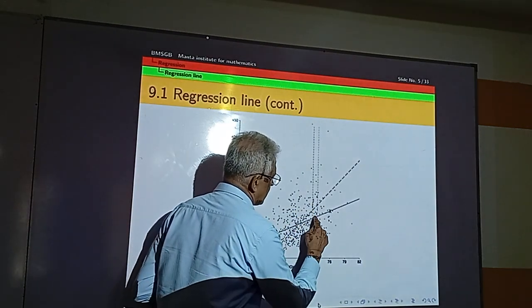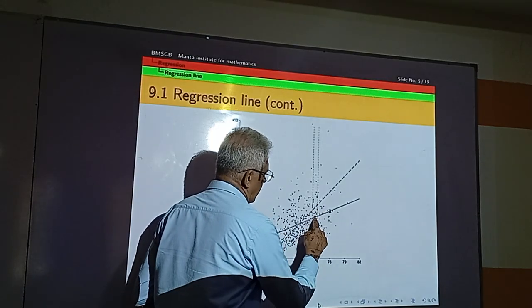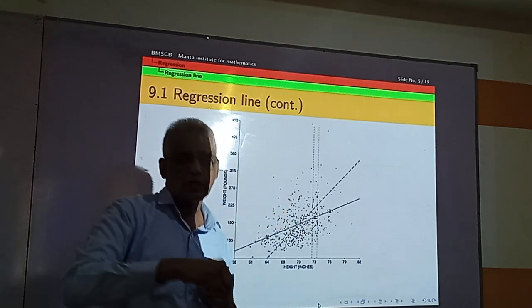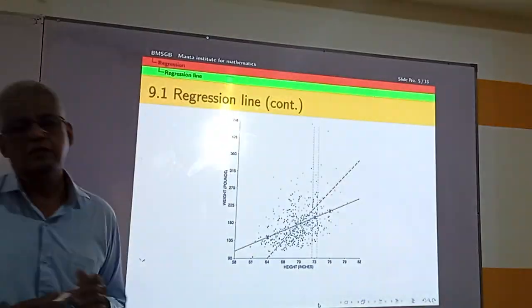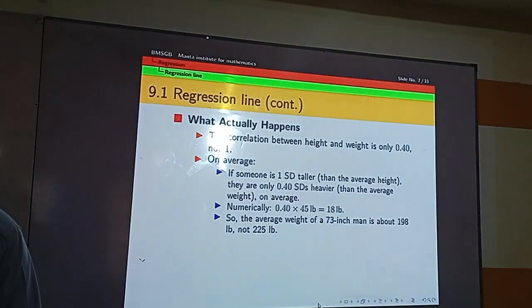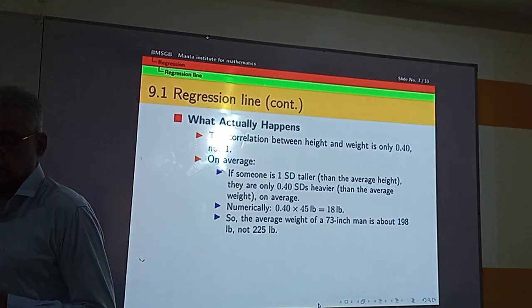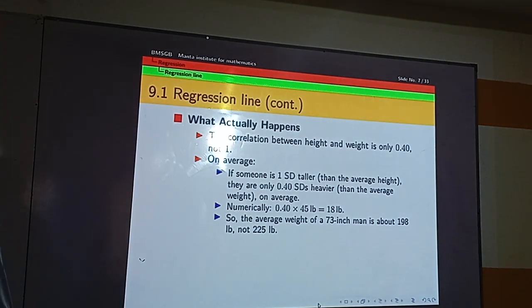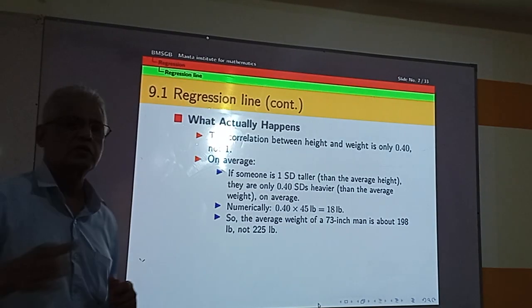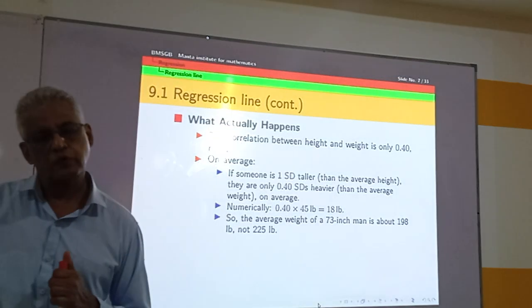It can go like this. It has gone... so the full standard deviation is from here to here. So this height is only, in this case, 0.4 times the standard deviation of y. So that's what is explained here. If someone is 1 standard deviation taller than the average height, they are only 0.4 times the standard deviation of weight heavier than the average. So it's not a complete 1 standard deviation above the average weight, only 0.4 times.